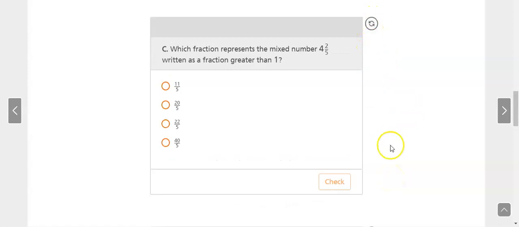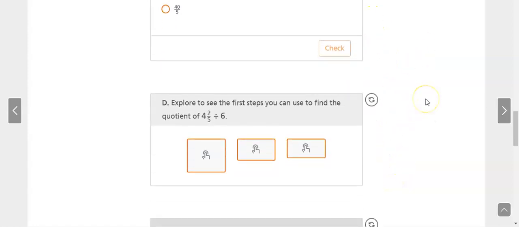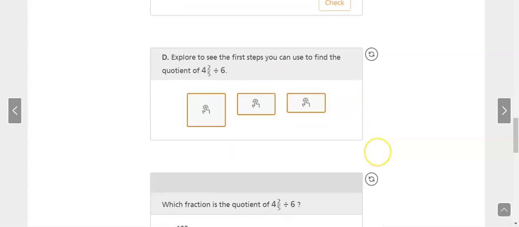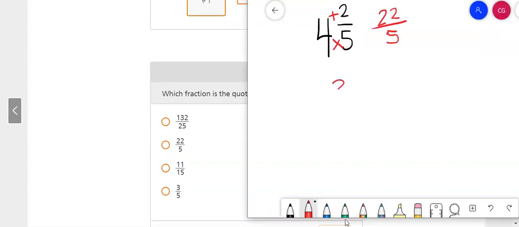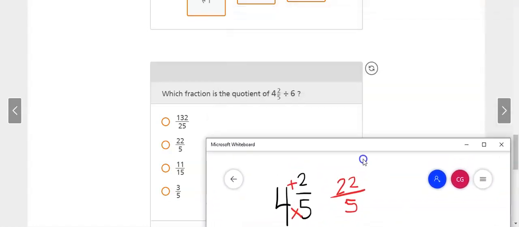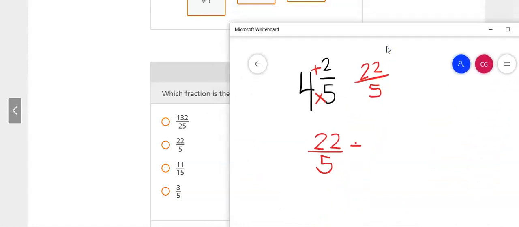So explore to see the first steps you can find. I kind of already did that for you, so I'm not going to click that right now, but you can click it if you're doing this without me in person. Which fraction is the quotient? So I have 22 over 5 divided by 6.